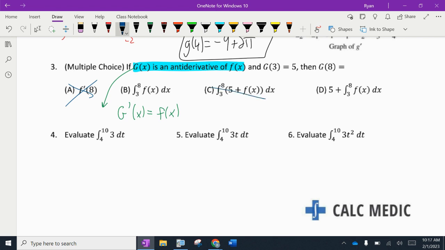I'll tell you C is wrong. What does B not have in it? The initial value plus the integral. The answer should be D. We don't put the 5 on the inside. The 5 is out front. It doesn't get integrated. That's where we started, plus the accumulated change.